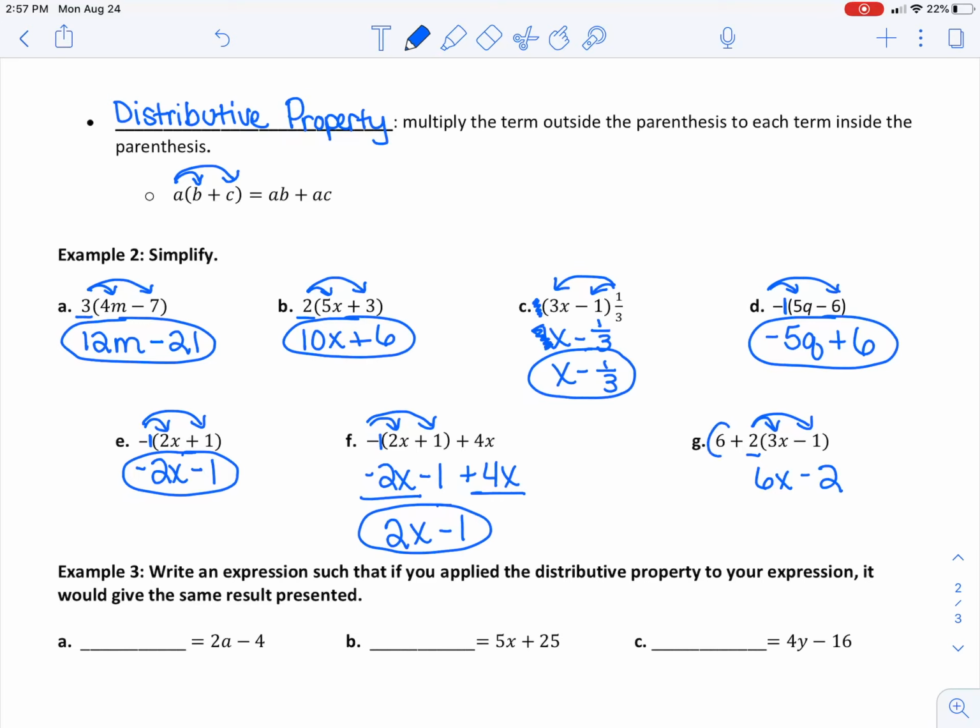Now, we can't forget about the 6 out here. So we're going to say 6 plus all of that. Okay. Now, we don't have any more x terms, so I'm just going to say 6x. But we do have 6 minus 2, which is going to give me a positive 4. And I can't go any further. I have no more like terms.